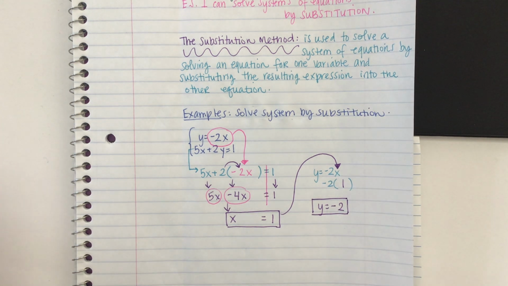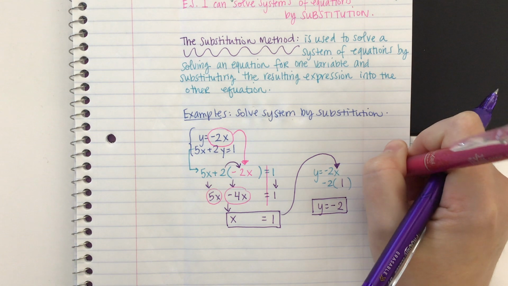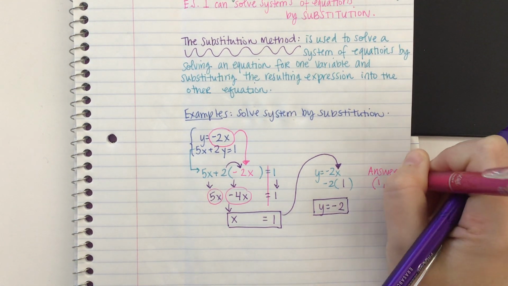But we aren't done yet, because why? Well, because we need to write our answer in ordered pair form. So our answer is actually 1 comma negative 2.